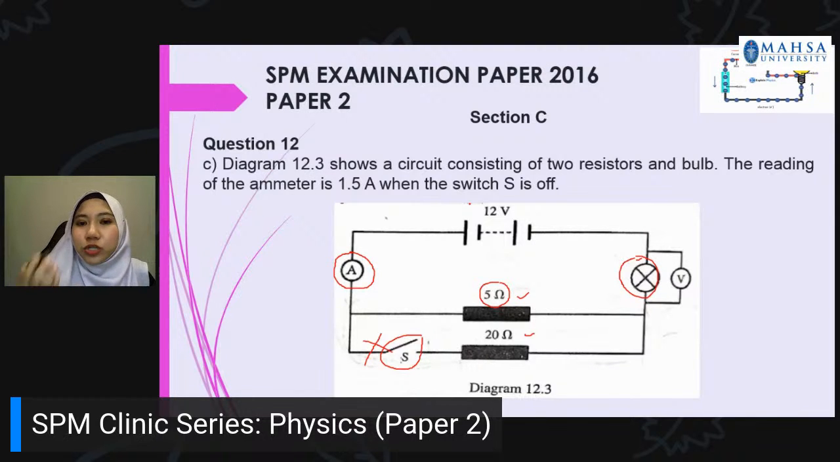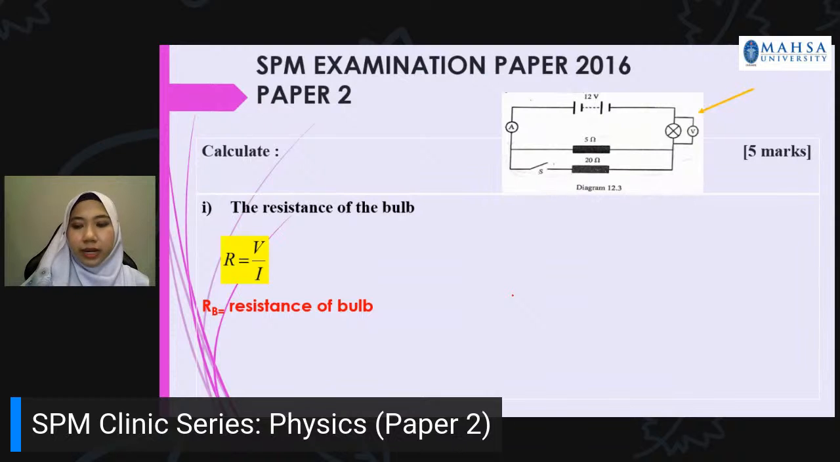Next you need to identify what type of connection, because next you may have a question about the effective resistance. You may have a question to calculate the current, or to calculate the potential difference. So first you need to identify what type of connection. When the switch S is off, the connection of your bulb and the resistor is a series connection.